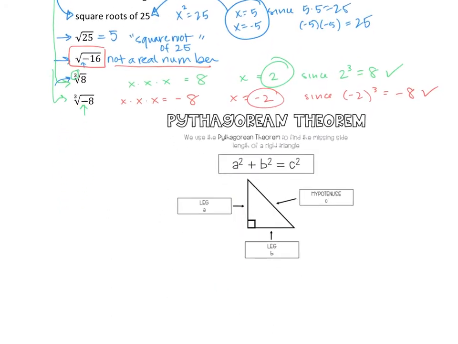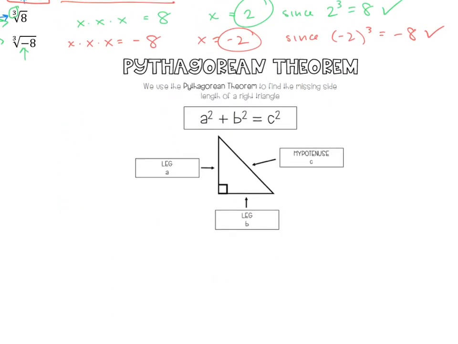So let's take a look at something that might be familiar, the Pythagorean theorem. It's a theorem that relates the sides of a right triangle. It says if you take a squared, which is one of the legs, and b squared, which is another one of the legs, this is supposed to equal the hypotenuse squared, and this works all the time.